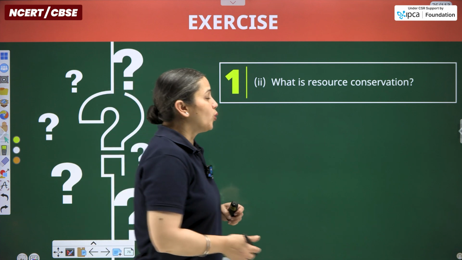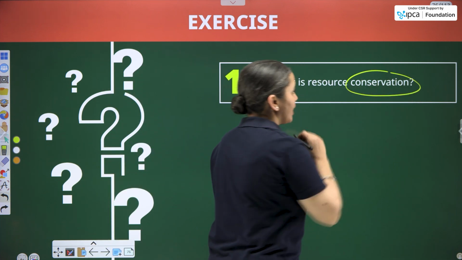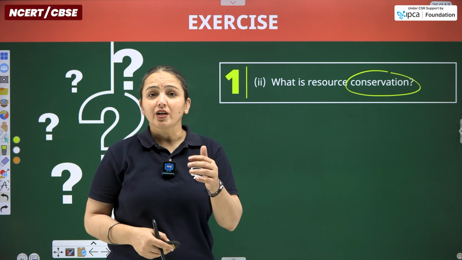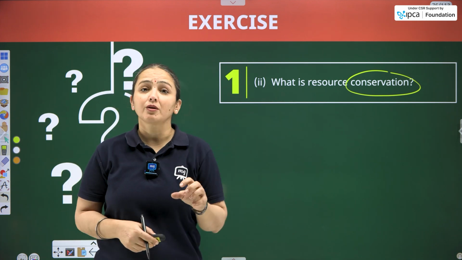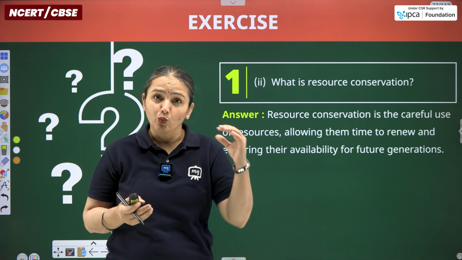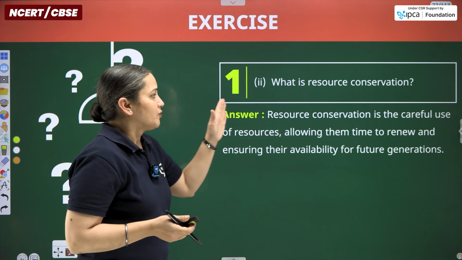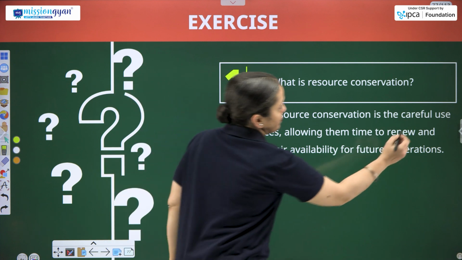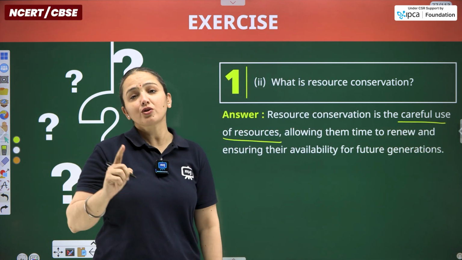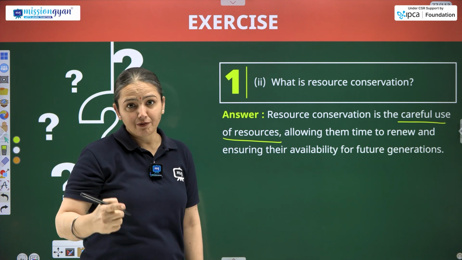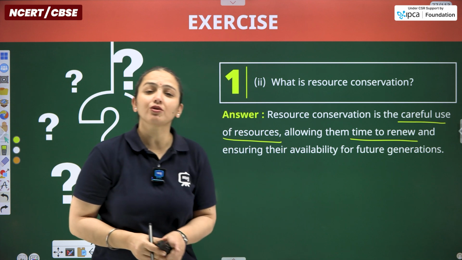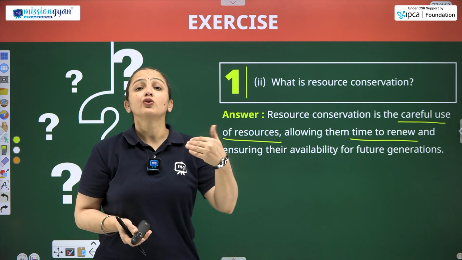Second question, what is resource conservation? Again the keyword is conservation. बचाना है, resources को बचाना है. So what do you understand by the concept that resources को बचाना है? It means हमको उन्हें save करना है. By what process? That is the answer. So resource conservation is the careful use of resources. We have to use the resources wisely, carefully, सोच समझकर, allowing them time to renew. We should give them some time for the renewable part.